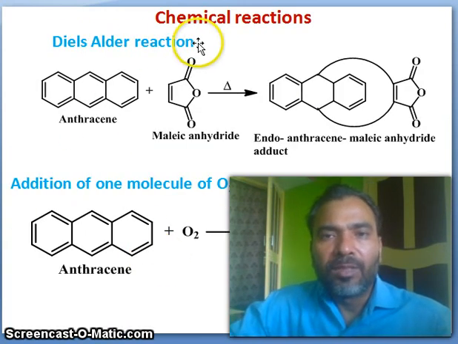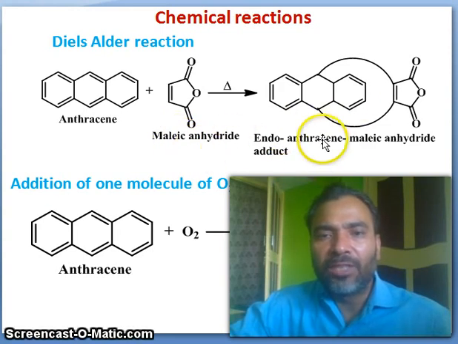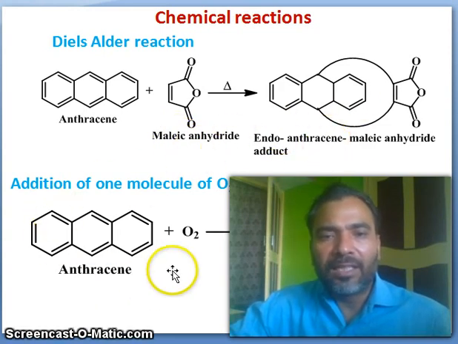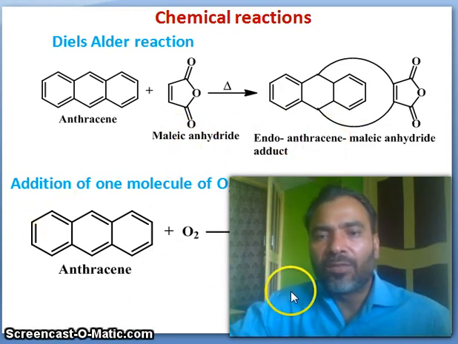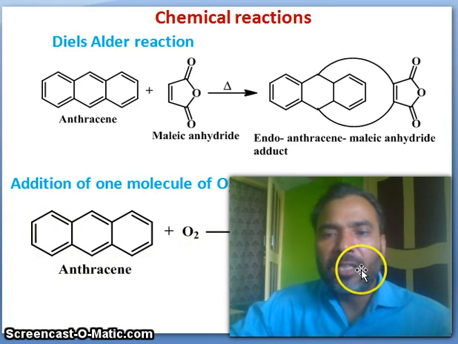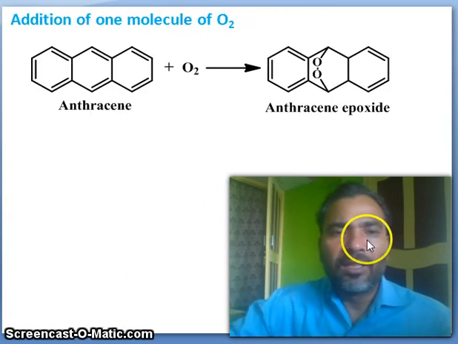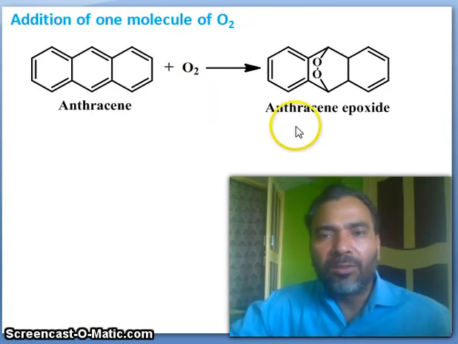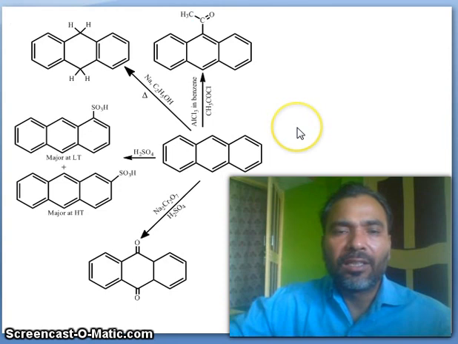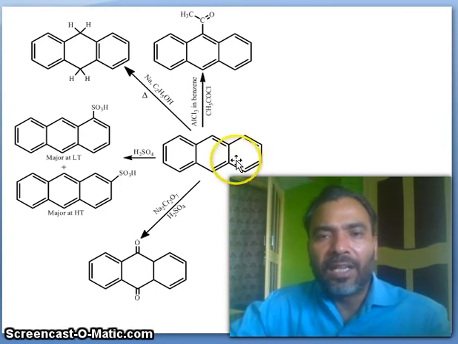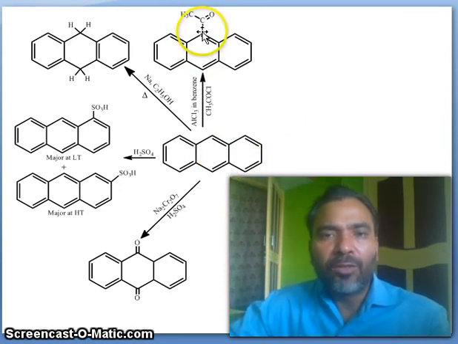Now the Diels-Alder reaction. Anthracene gives a Diels-Alder reaction with maleic anhydride and forms this adduct. Anthracene oxidizes in the presence of oxygen to give anthracene epoxide. Anthracene reacts with O2, this is anthracene epoxide. So here you can see anthracene gives a 9 substitution product, meaning acylation.